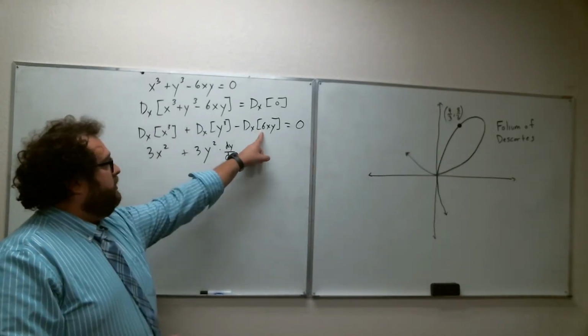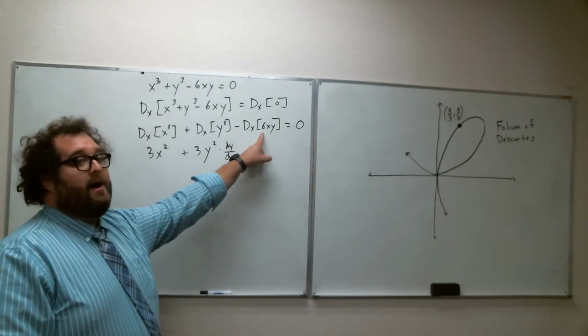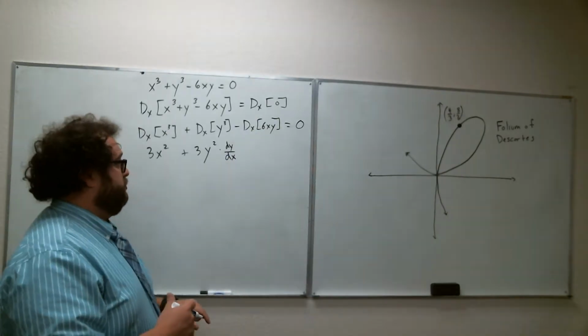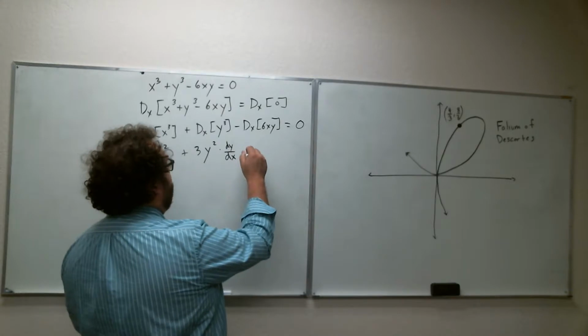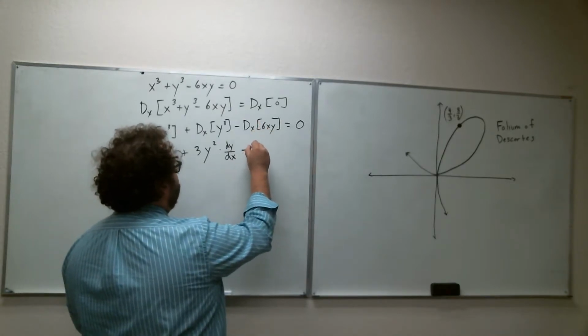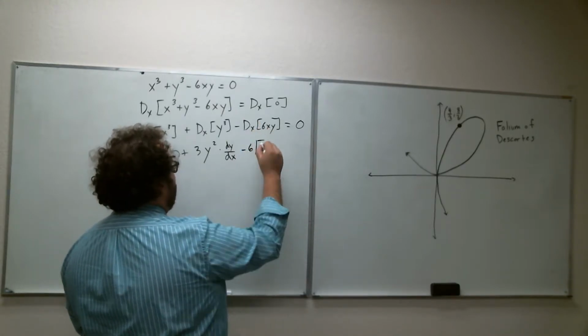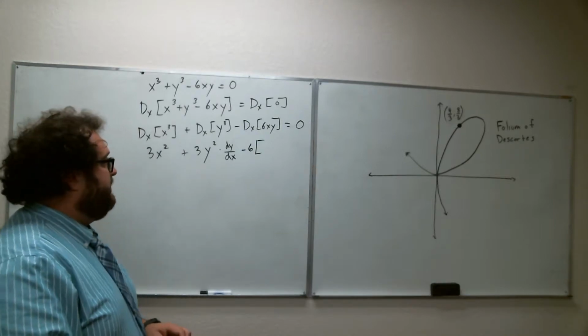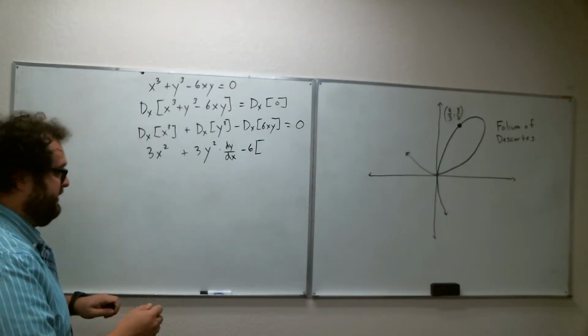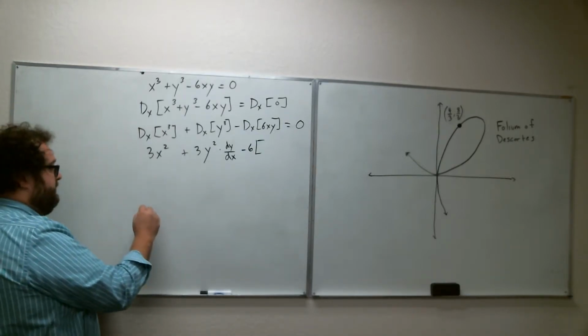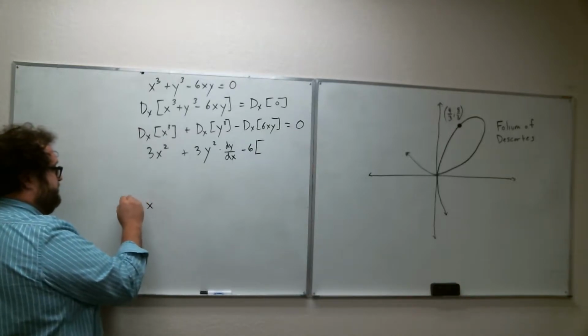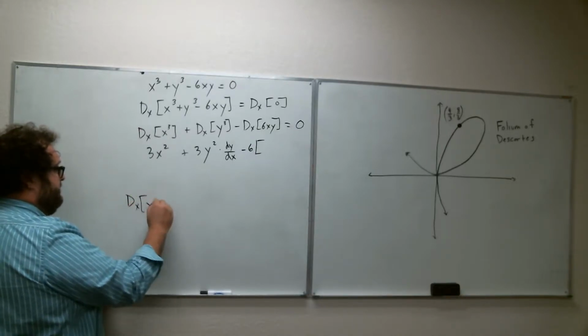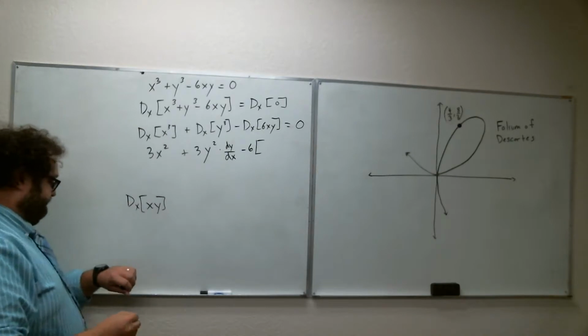Now, here we have an x times y. That requires a product rule. So let's factor out that 6 actually, and put a minus 6 and then some brackets. Now let's look off to the side here, I'll erase it in just a few minutes, at x times y, the derivative with respect to x of x times y.